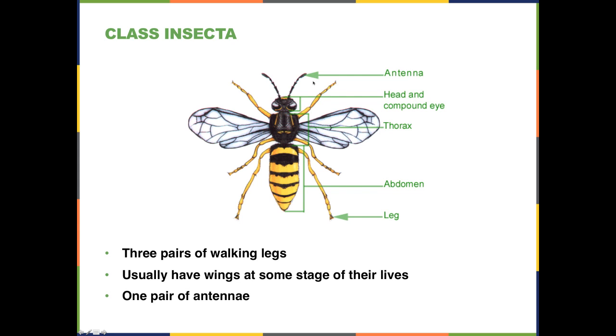They have 1 pair of antennae. Spiders have none, and the crustaceans have both antennae and antennules. And then as this shows, they have compound eyes as opposed to simple eyes. But they also have 3 segments: a distinct head, a thorax, and an abdomen.